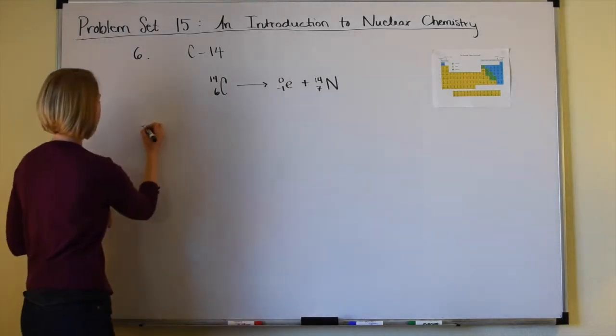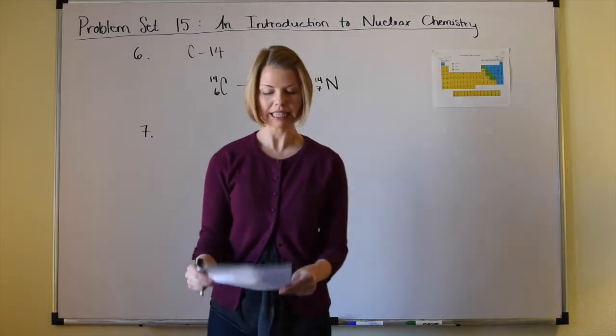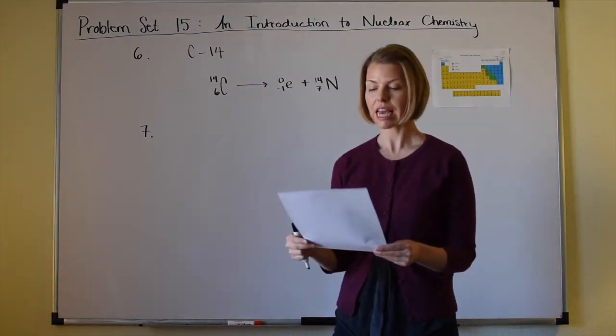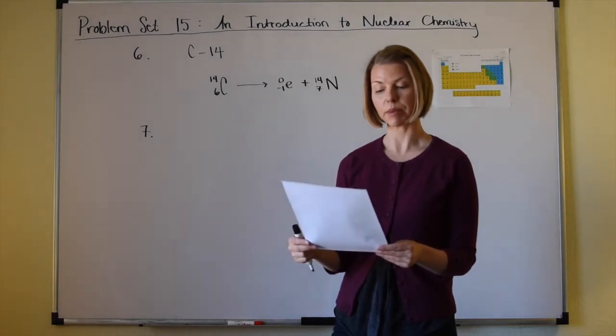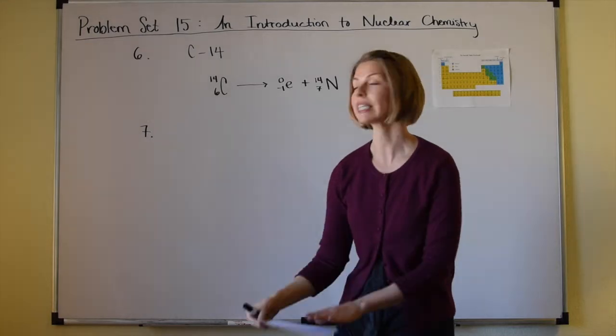All right, let's go on to number 7. Cobalt-60 is useful in radiation therapy and food irradiation. It undergoes beta decay accompanied by the emission of gamma radiation. Write an equation to show the decay of cobalt-60.